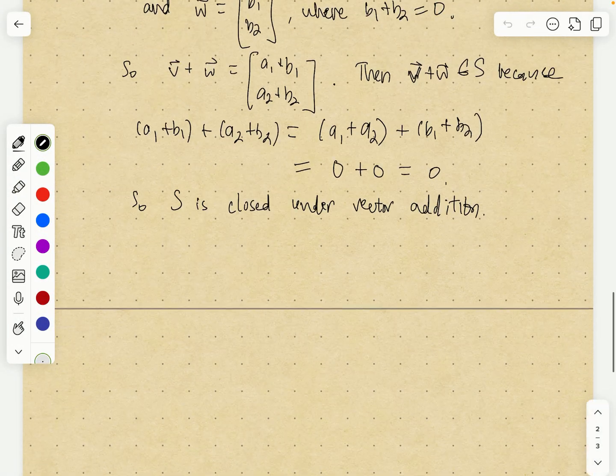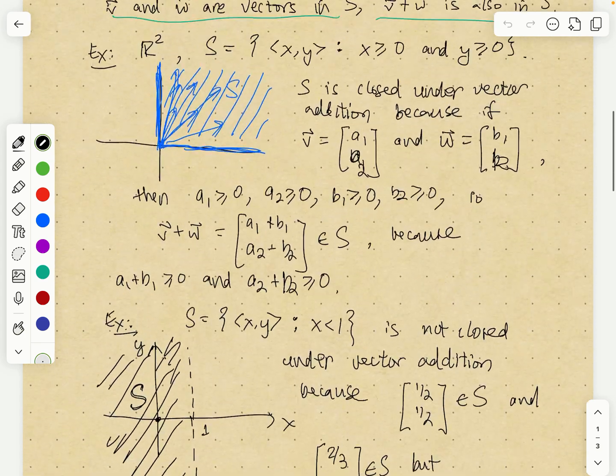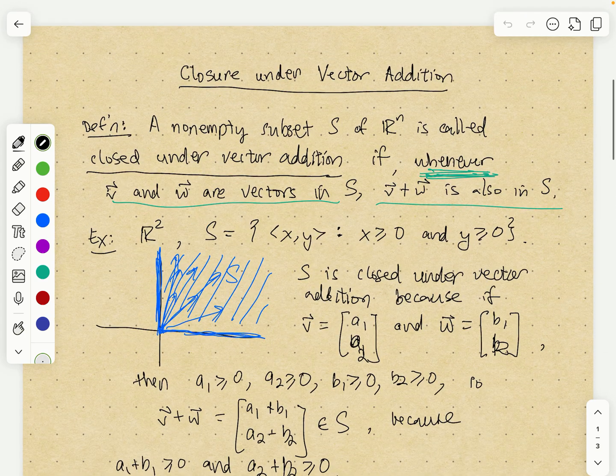Hello. In the previous video, we talked about closure under vector addition. So let's just remind ourselves what that even means.